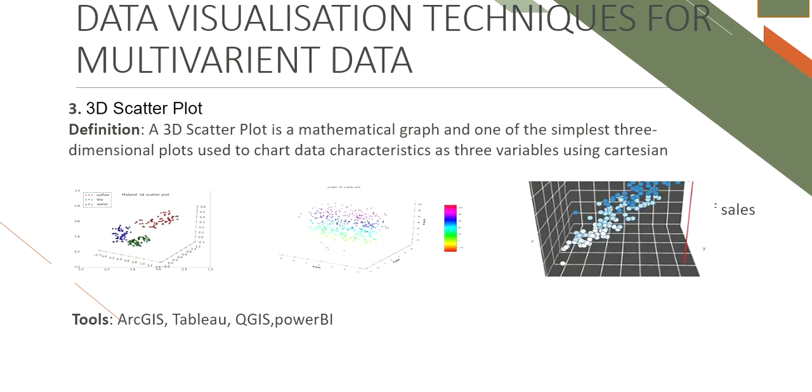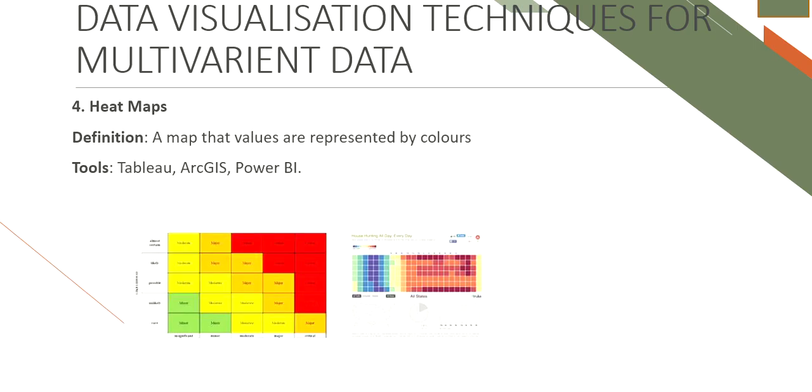Okay. So next we have a heat map. Using the heat map also we can represent multivariate data. So heat map is common in all the three visualization techniques. So you can write heat map for all the three techniques.